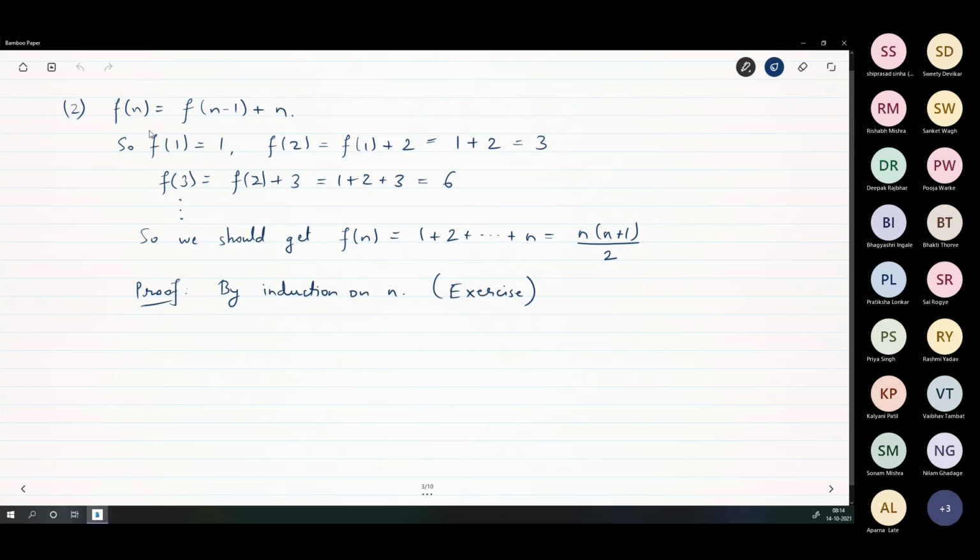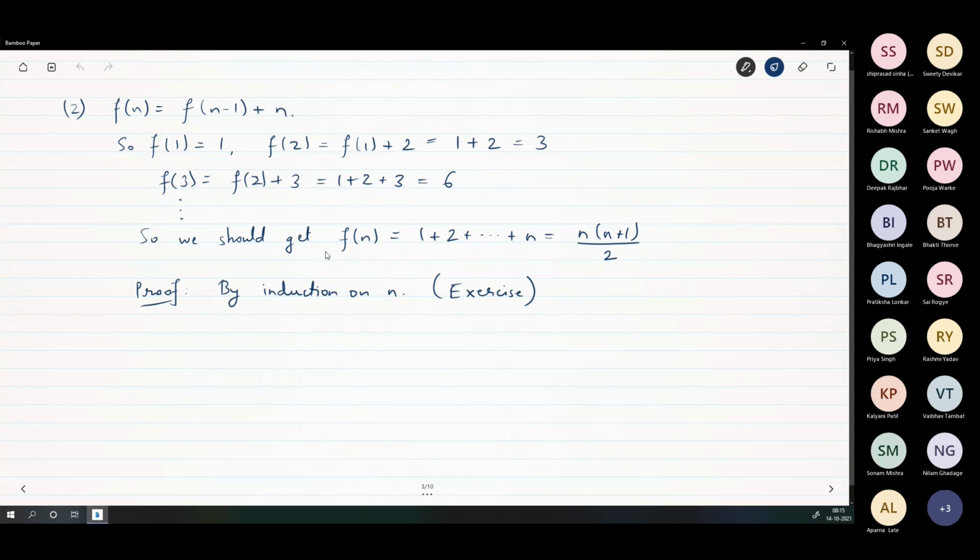This time f of n is equal to f of n minus 1 plus n. Okay, once again, if you look at the first few values, f of 1 is 1 because the initial value is not mentioned, so it is 1. F of 2 is f of 1 plus 2, and that is equal to 1 plus 2, which is 3. F of 3 is f of 2 plus 3, but f of 2 we know is 1 plus 2. So f of 3 is 1 plus 2 plus 3, which is 6. Okay, so now we have f of 1 is 1, f of 2 is 1 plus 2, f of 3 is 1 plus 2 plus 3.